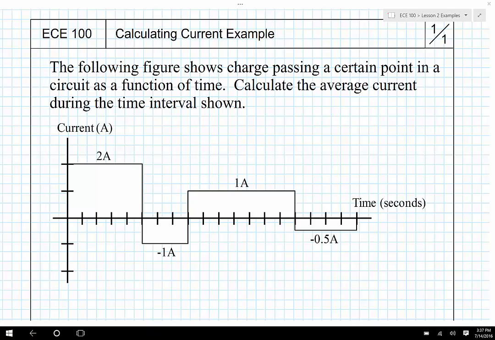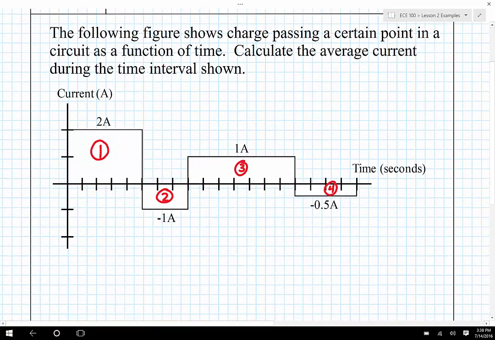Now, in order to do that, we're going to need to turn our attention to the four different regions of current. You can see the first region of current is 2 amps, the second region of current is -1 amps, the third region of current is 1 amp, and the fourth region, which is pretty short, still though the fourth region is -1/2 amp. Our job then is to calculate the total amount of charge, and once we find the total amount of charge, then we can find the average current by dividing that by the amount of time.